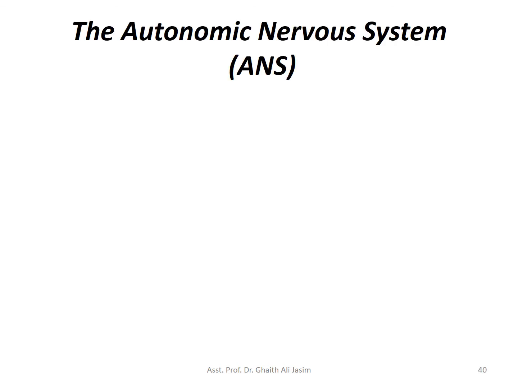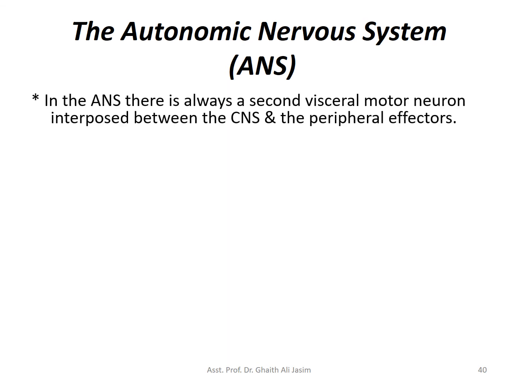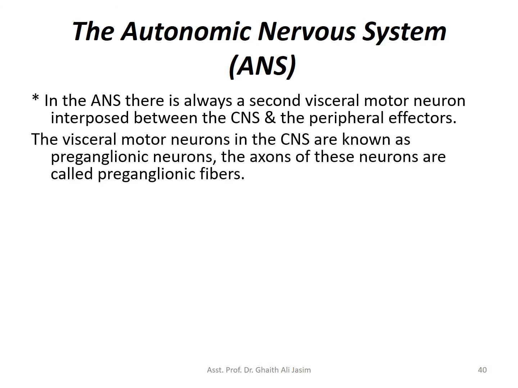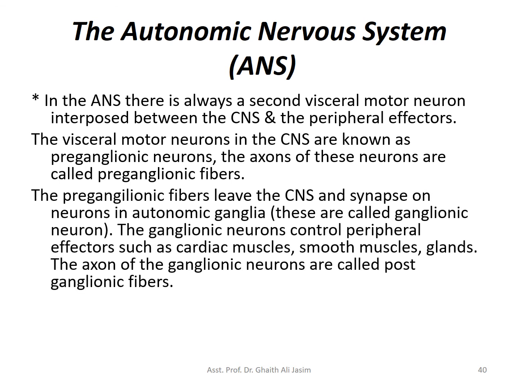So that was all regarding the cranial nerves. Now, some simple information about the autonomic nervous system. In the autonomic nervous system, there is always a second visceral motor neuron interposed between the central nervous system and the peripheral effector. The visceral motor neurons in the central nervous system are known as preganglionic neurons. The axons of these neurons are called preganglionic fibers.